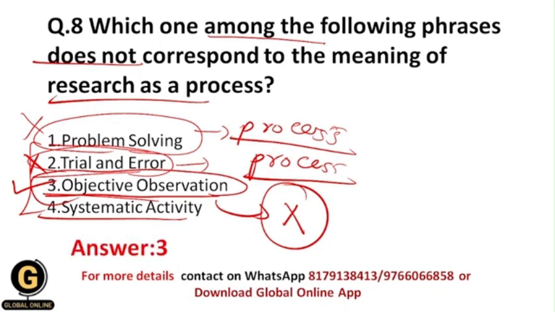And now systematic activity, obviously through this word you can understand that this is a whole process and it corresponds to the meaning of research as a whole process, so this is again eliminated, and that's why the correct answer is 3.